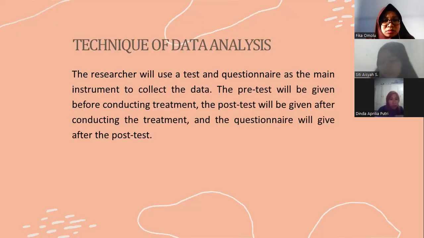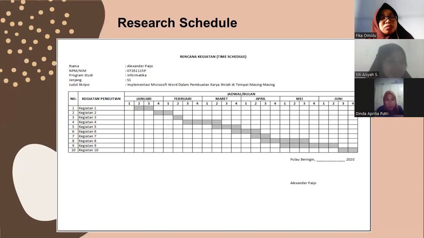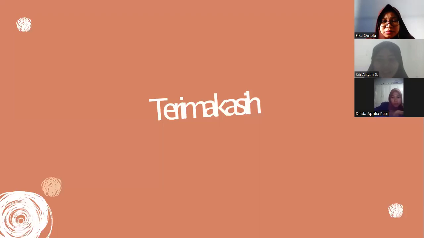Then in the next slide there is the research schedule. What I read on Google is that one of the things that must be attached when presenting a proposal is the research schedule. This is an example of a research schedule that I took from Google. So I think that's all from me. Thank you very much. Wassalamualaikum warahmatullahi wabarakatuh.